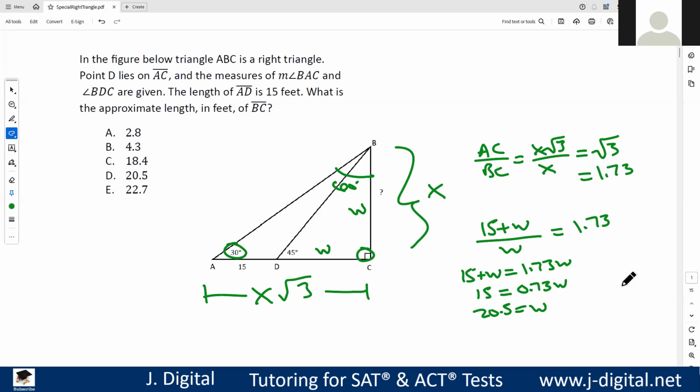So these two problems dealt with the 30, 60, 90 triangles and 45, 45, 90. So make sure you know those ratios. So again, for a 30, 60, 90 triangle, hypotenuse is 2x. Opposite the 30 is x. Opposite the 60 is x square root of 3. And a 45, 45, 90: two legs are x. Hypotenuse is x square root of 2.